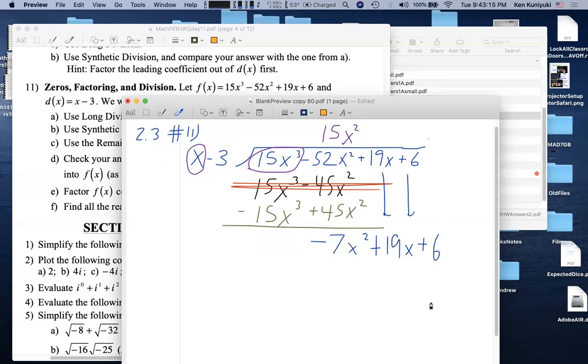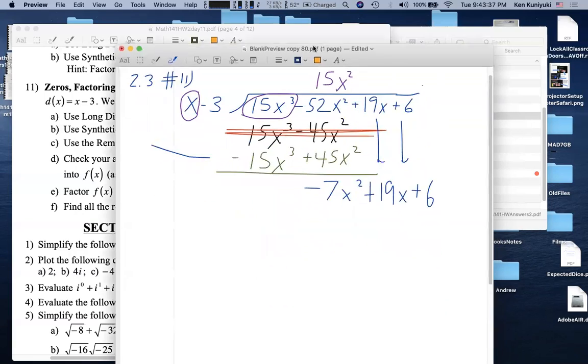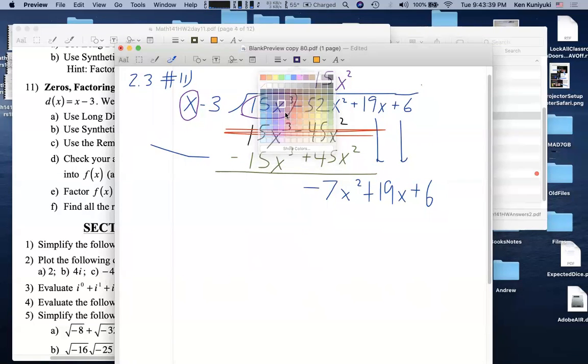All right. This is kind of like our new dividend, right? This is degree 2. This is degree 1. We're not done with the process yet, because we need the new guy here to be either 0 or of degree less than this degree here. We're going to need a constant, basically. All right, we're not there yet. So here's our new leading term, the negative 7x squared.